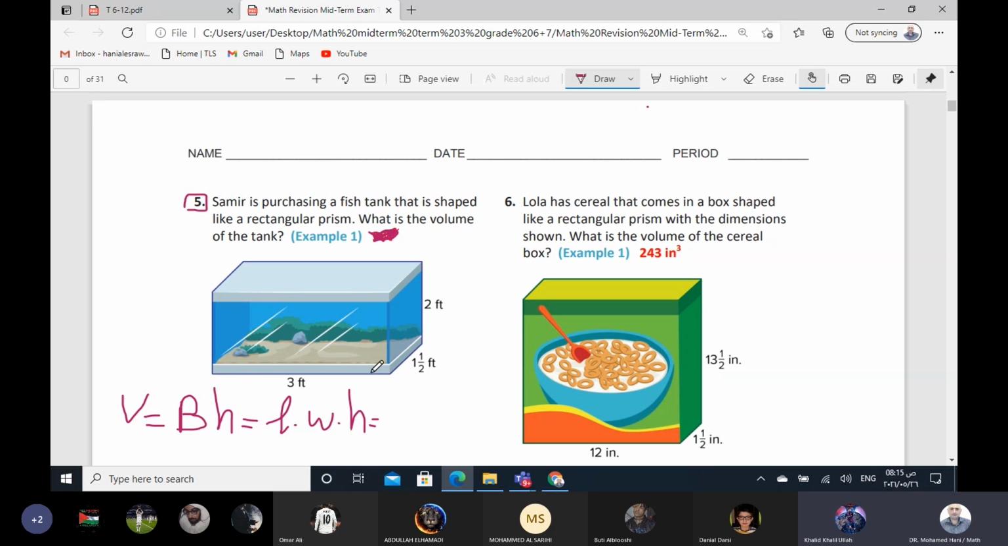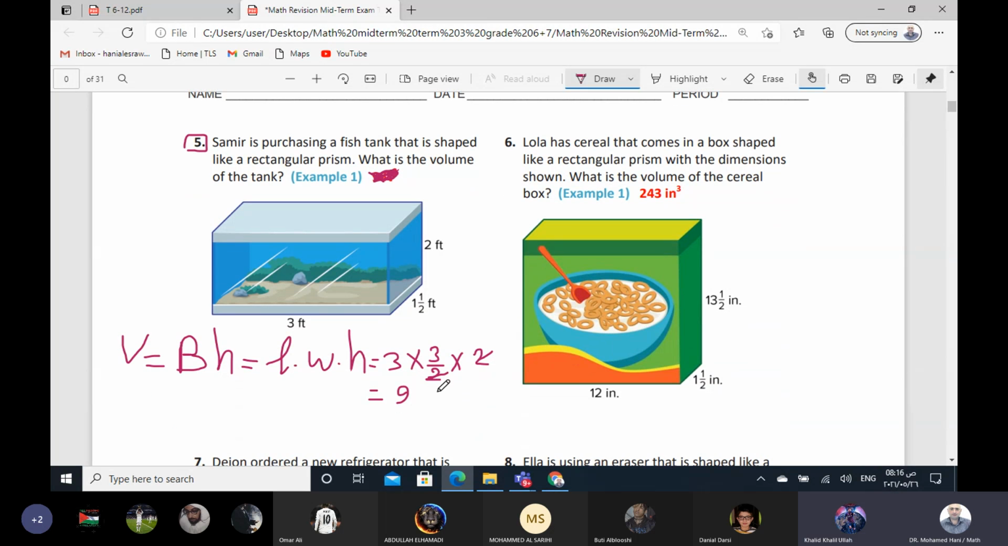As you see here, the length 3 times the width, here 1 and 1 over 2. This is a mixed number, write it as a fraction: 1 times 2 is 2, 2 plus 1 is 3, so 3 over 2. Times the height, which is 2. We can cancel 2 up with 2 down; 2 divided by 2 is 1. Remains 3 times 3, which is 9. And the unit here is very important: feet squared, feet cube, sorry. Feet cubic.